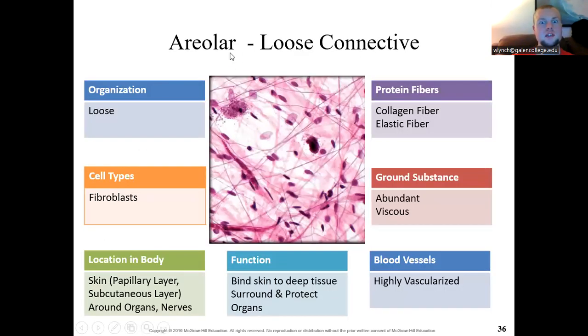So areolar is an example of loose. We have fibroblasts here. Functionality is to bind the skin to deep tissue, surround and protect different organs. It's going to have collagen and elastin fibers there, and it's going to be highly vascularized.